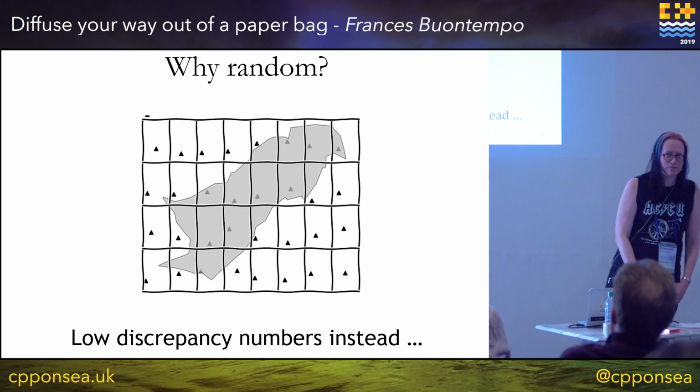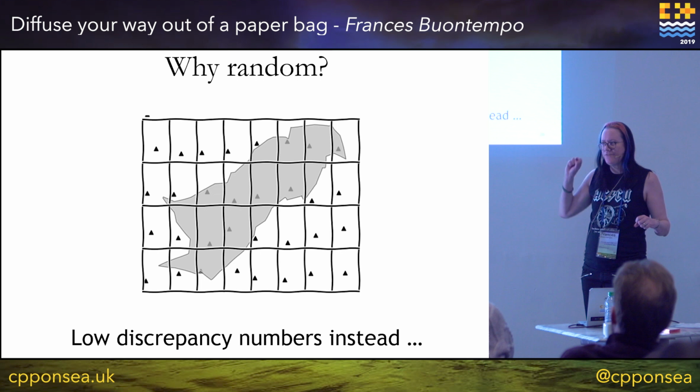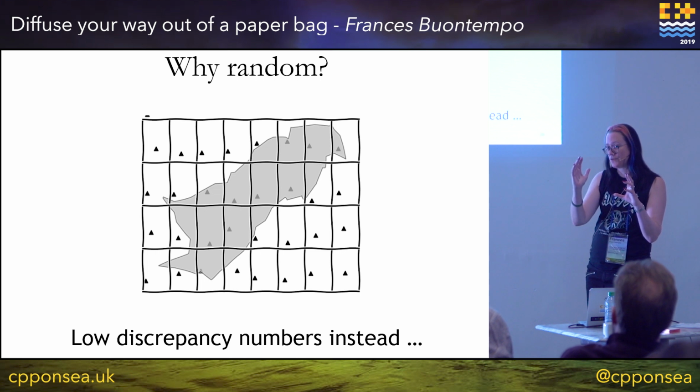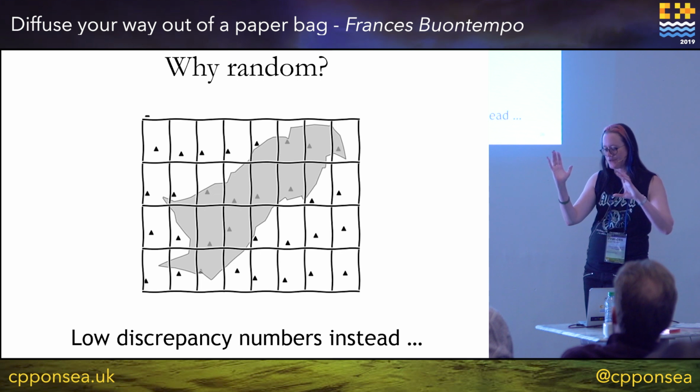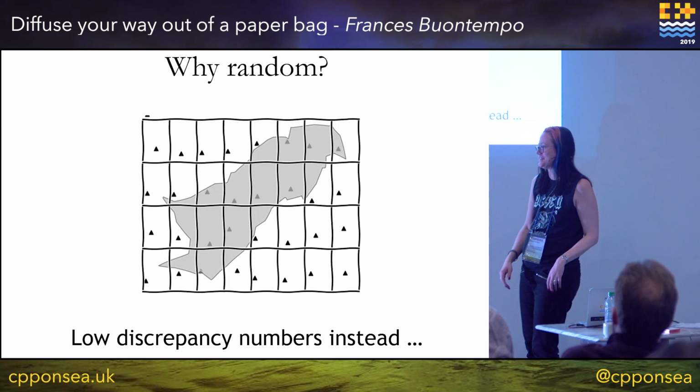Why do we want random numbers? If we go back to this hand-drawn squiggle, if instead of randomly just throwing darts at them, you constrain them slightly, you'd get better coverage, but we haven't got time for a diversion to low discrepancy numbers.